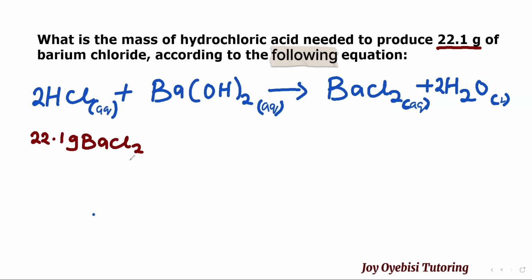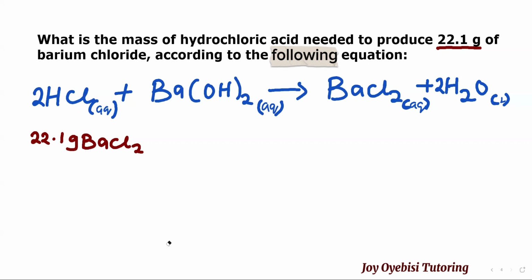In every stoichiometric relationship, you must convert grams to mole. If it is already in moles, then you do not need any conversion. But if it is not in moles, you must convert the grams to moles before you continue. So the first thing is to convert these grams of barium chloride to moles of barium chloride. And to do that, we need the molar mass of barium chloride.